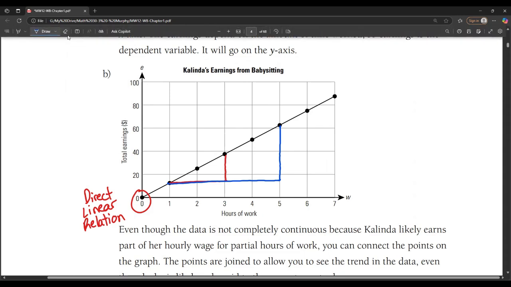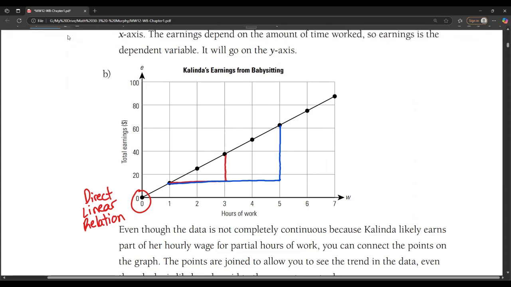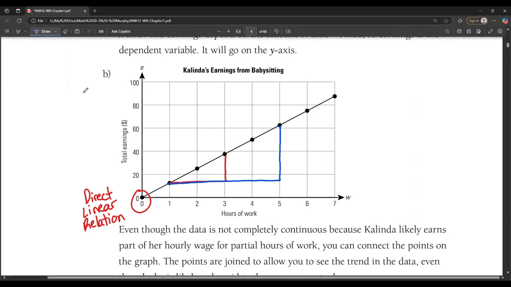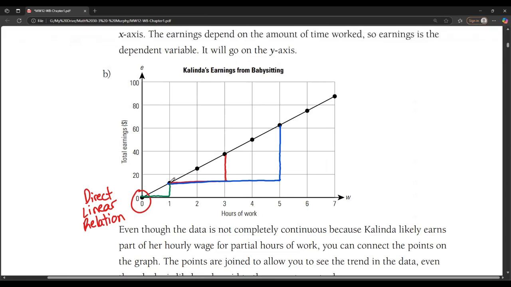And what you can do to make things easy for yourself when you do calculations, if it passes through 0 and 0, you should choose one of those as your points, right? Like you could actually just choose right here. And 0 and 0 makes the calculation very easy, and you will see in the example below here.